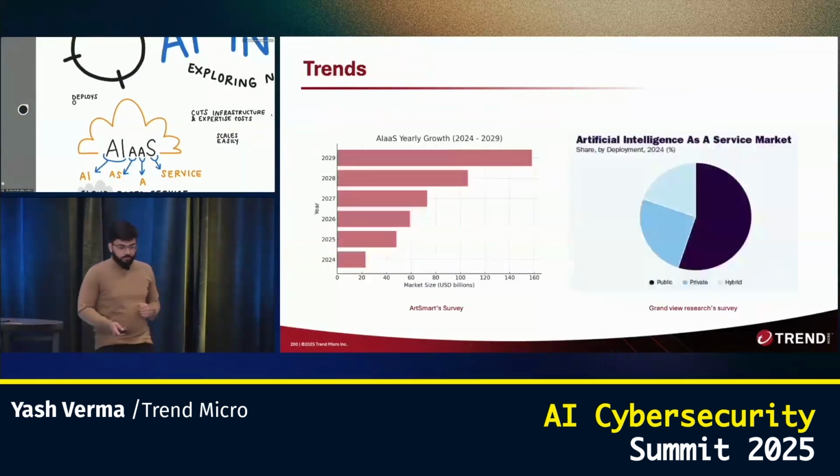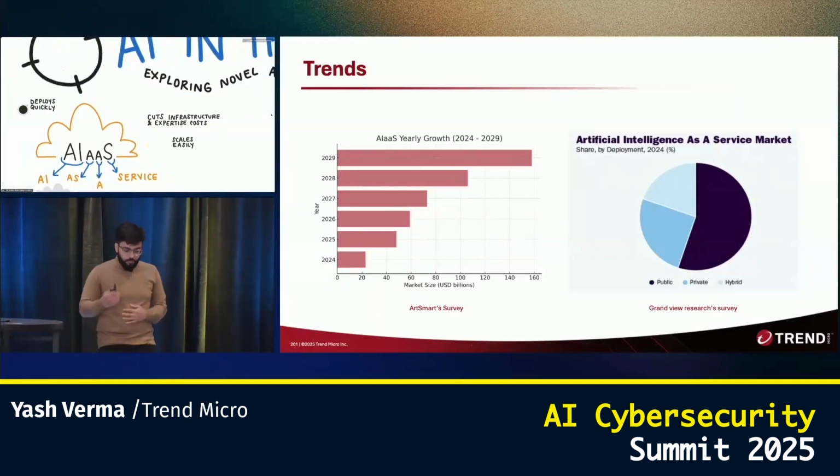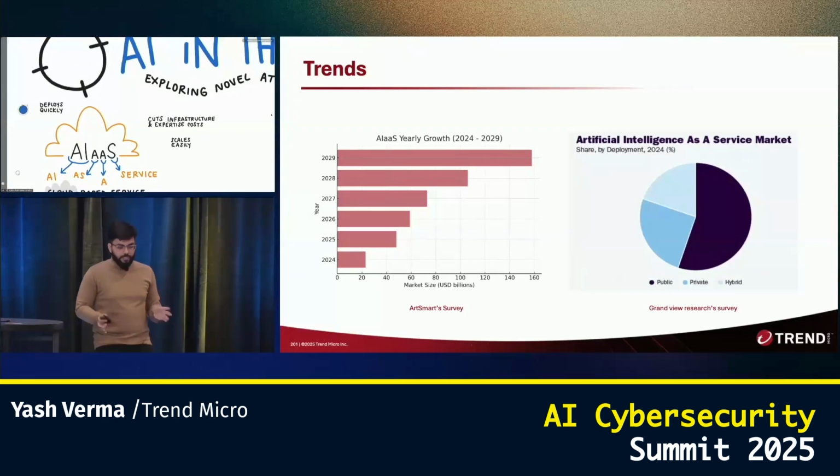So as you can see from the bar graph, AI as a service is actually growing, and in a couple of years down the line, you'll see massive growth in market size. And if you see the current deployment status of AI, more than 50% are already deployed on public, and few are in private. Public means AI as a service, and few are in private, and few are hybrid.